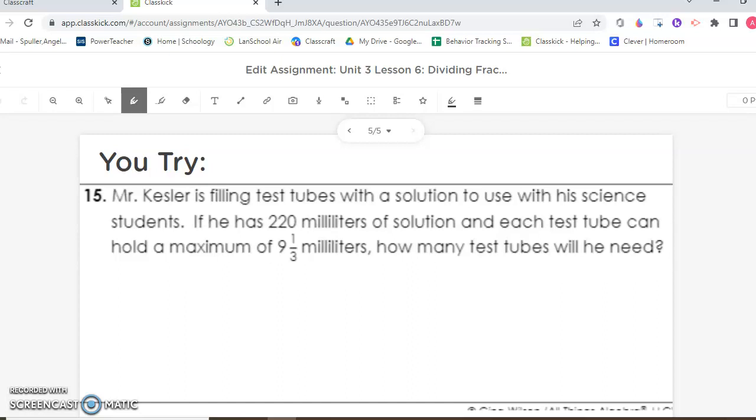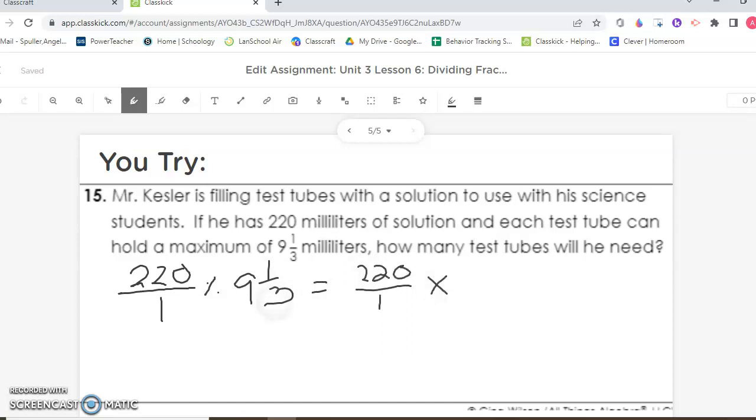All right, so you should have said 220, and you should have made it a fraction by putting 1 under it, divided by 9 1/3, which is then 220 over 1 times, well, 3 times 9 is 27 plus 1 is 28. So this would have been 28 thirds, flipping it, 3 over 28.